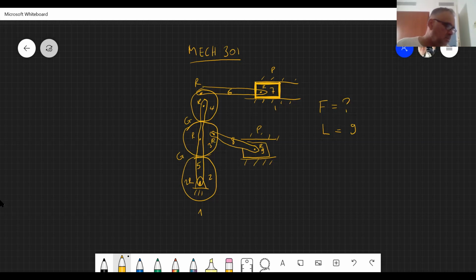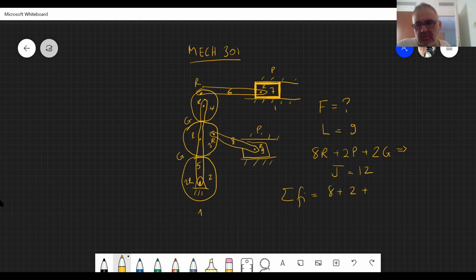So let's count the R's first. 1, 2, 3, 4, 5, 6, 7, 8. So you have 8 revolute joints, 2 prismatic joints, plus 2 gear joints. So J is 12, right? Number of joints is 12. The summation of the degrees of freedom is 8 plus 2 plus 2 times 2. The gears have a degree of freedom of 2. So it is 10 plus 4.